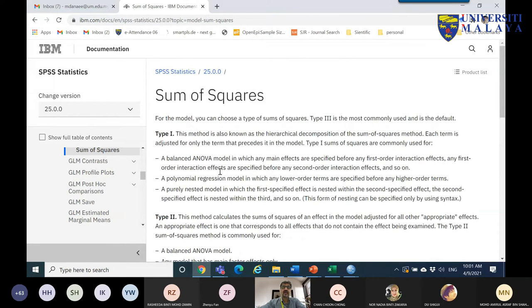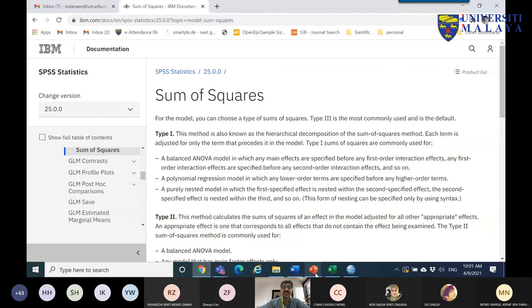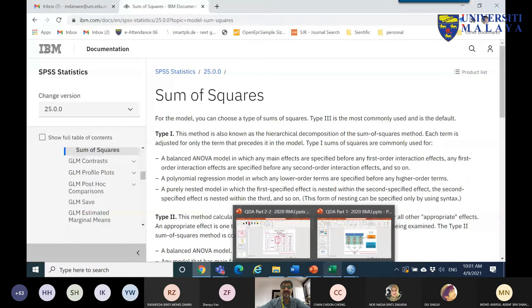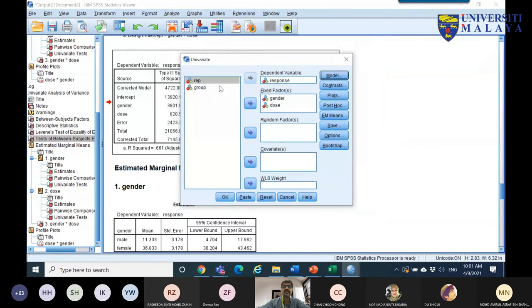Okay, so of course, as postgrads, and some of you maybe lecturers or researchers, you can go through and find the definition and explanation more about it. Okay, that's all. So this is a full factorial with two fixed factors. Okay. Remember, here we have random factors.